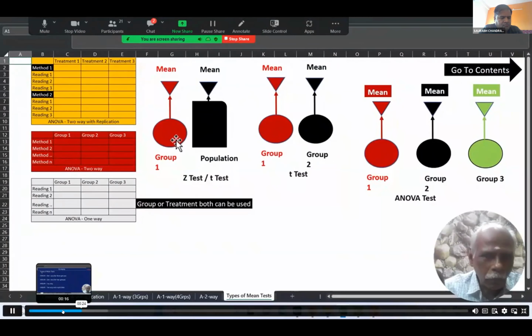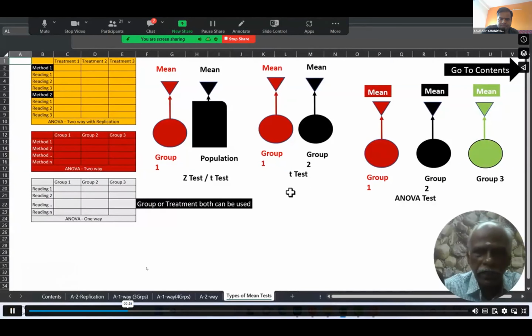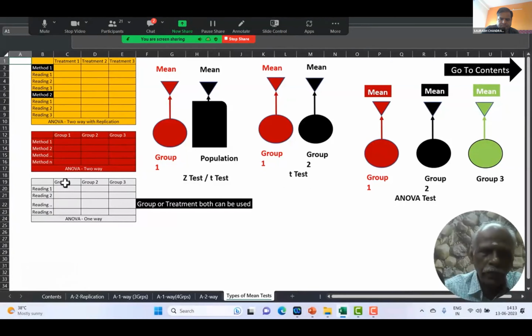When there is a group and a population, we use a t-test or z-test for comparing the mean. When there are 2 groups, we use a t-test for comparing the mean. And when there are more than 2 groups, group 1, group 2, group 3, for comparing the mean we use the ANOVA test. There are 3 types of data we can take, and then we use different types of ANOVA tests. Suppose we have 3 groups.